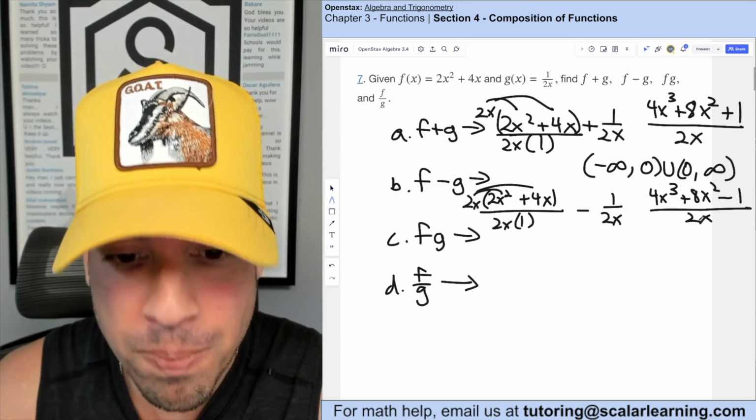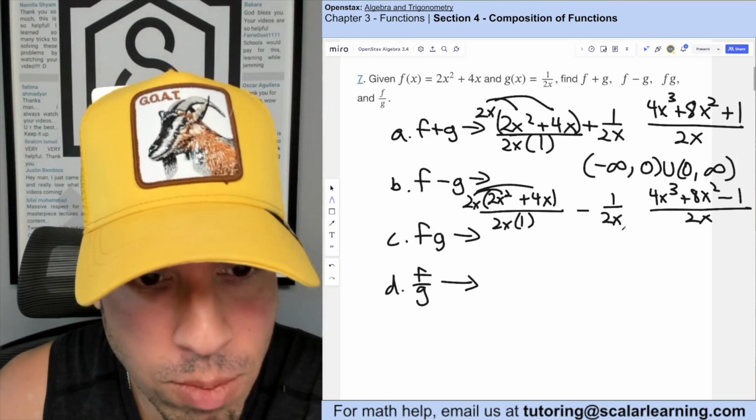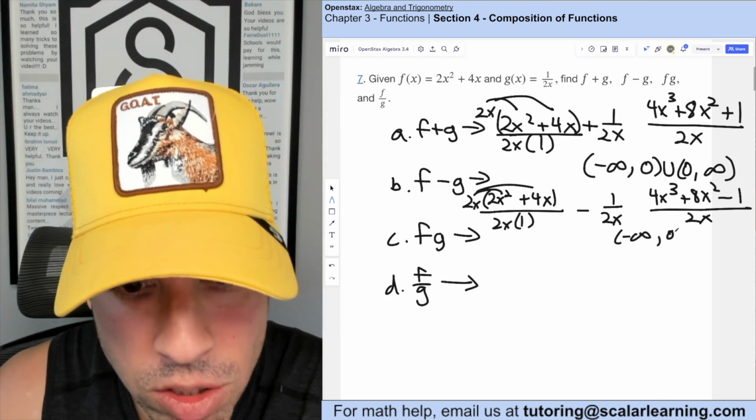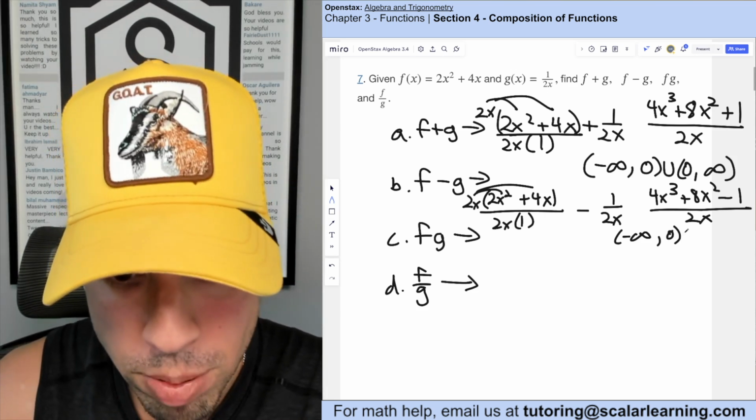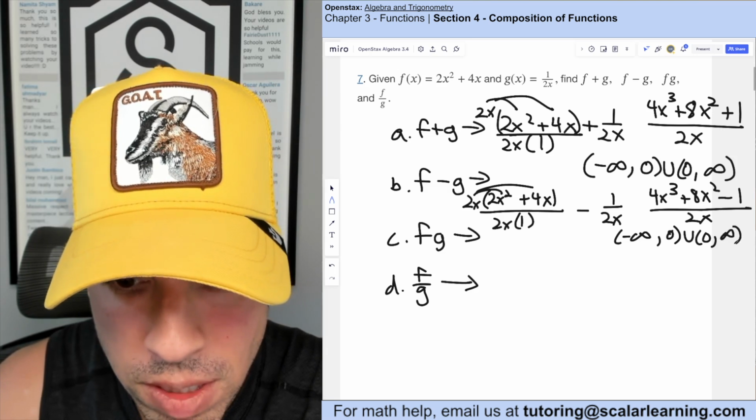Because we can't divide by 0. So that's going to be everything but 0. So the domain is actually going to be the same. We're going to have from negative infinity to 0, curved parentheses because we're excluding 0, picking back up at 0, going to positive infinity, boom, done.